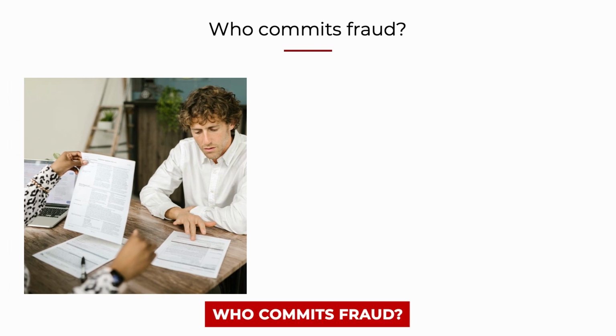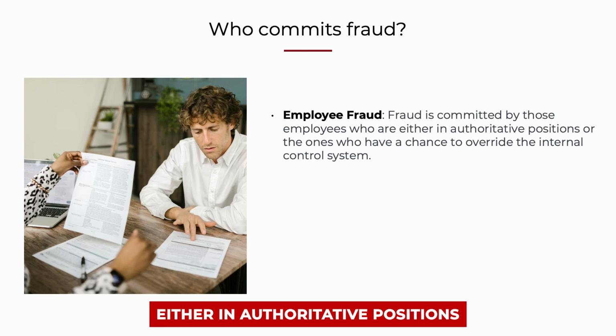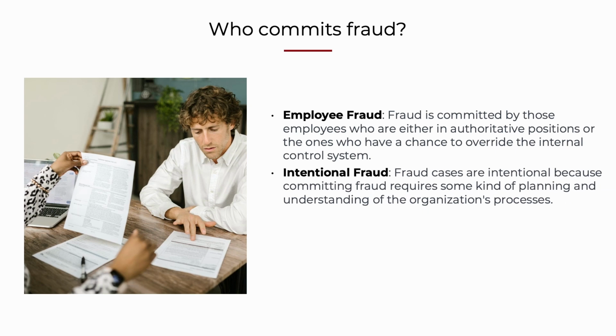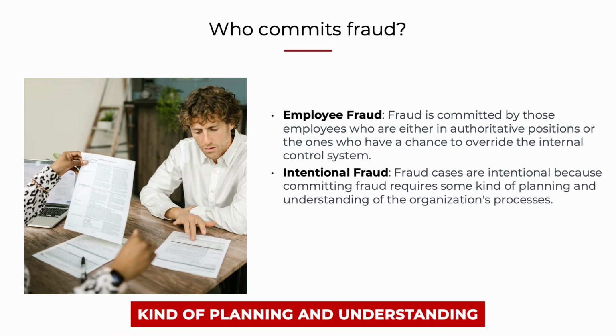Who commits fraud? In an organization, fraud is committed by those employees who are either in authoritative positions or the ones who have a chance to override the internal control system. Committing fraud may be intentional or unintentional. Usually, fraud cases are intentional because committing fraud requires some kind of planning and understanding of the organization's processes.